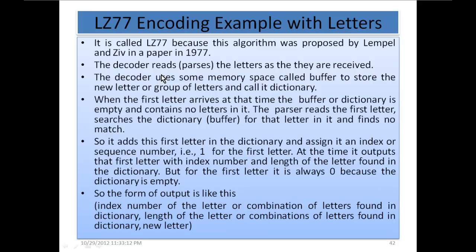It is called LZ77 because this algorithm was proposed by Lempel and Ziv in a paper in 1977. These are two researchers who developed this encoding method, and it is called LZ77 just because it was published in 1977 in a paper.